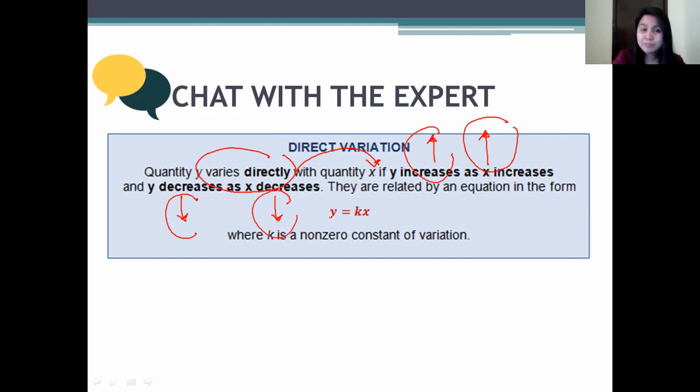The equation of a direct variation is written as y equals kx. Y is called our dependent variable, while x is called our independent variable. And remember, k should be a non-zero constant of variation. Let us have some examples for direct variation.